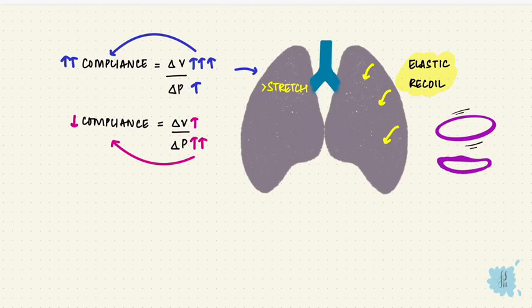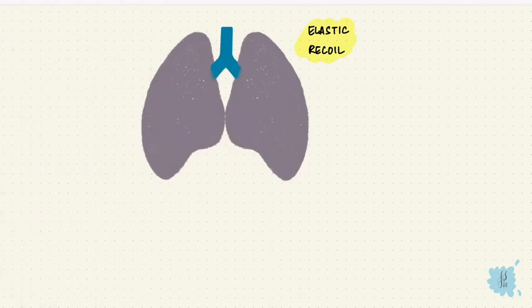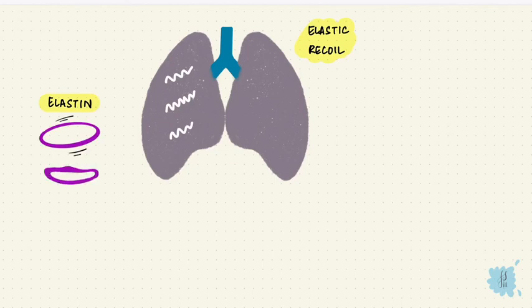And one of those forces is in the lung tissue itself. This is an elastic force. So it's from elastin fibers, which are in the connective tissue. When the lung stretches, these fibers stretch too. So they help bring it back to shape again.